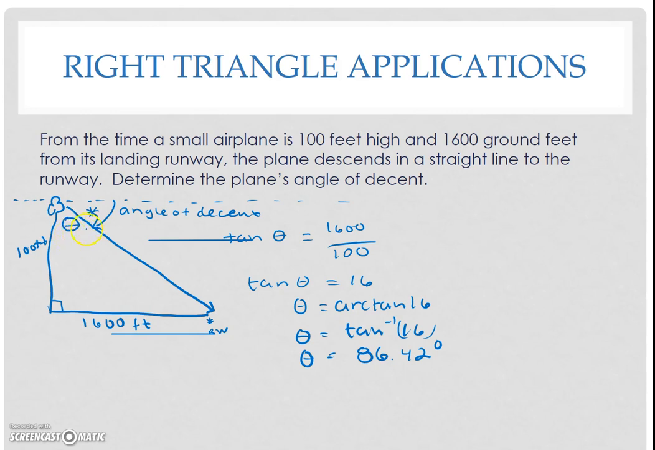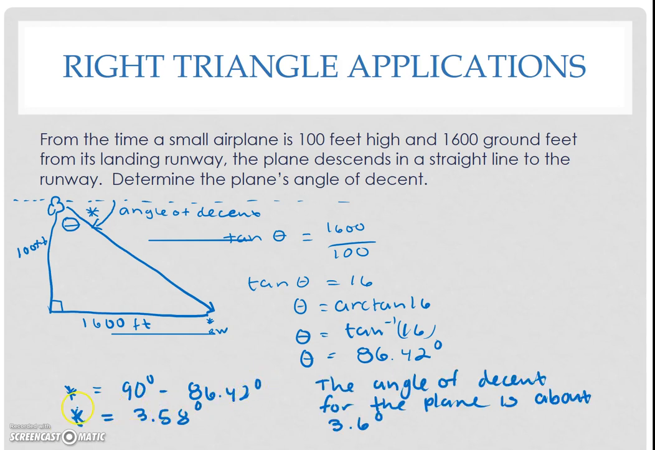Now remember, this is this angle, and I said that those two are complementary. So my angle of descent, which I'm calling star, is going to be 90 degrees minus my 86.42 degrees. I get my angle of descent is 3.58 degrees from subtracting. So again, a sentence answer: the angle of descent for the plane is about 3.6 degrees. Okay, and that is some applications involving angle of elevation and angle of descent.